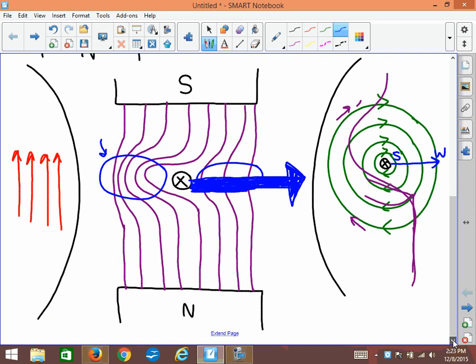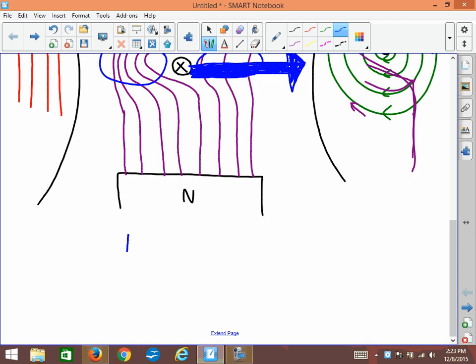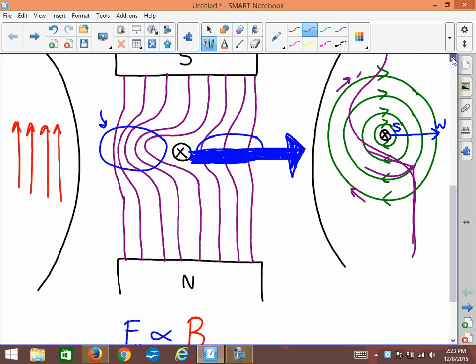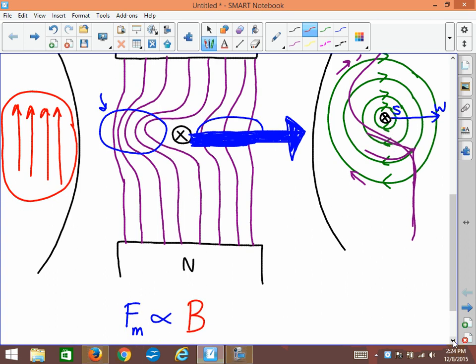How strong is this force going to be? Well, let me go down a little bit. This magnetic force is going to be proportional to, number one, how strong the original red magnetic field was. Now that's the magnetic field between the two magnets, not the green one. So this was the permanent magnetic field. So first of all, if you can get a stronger field between those magnets, you're going to get a bigger force.